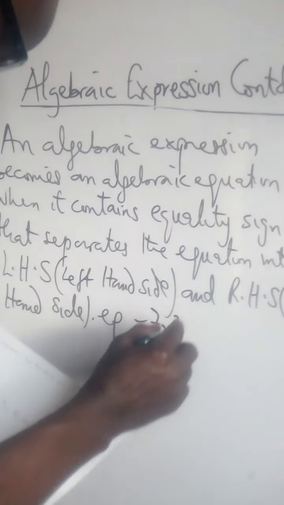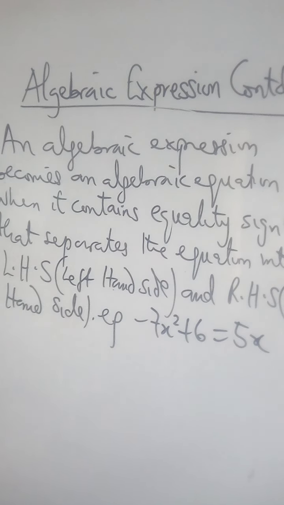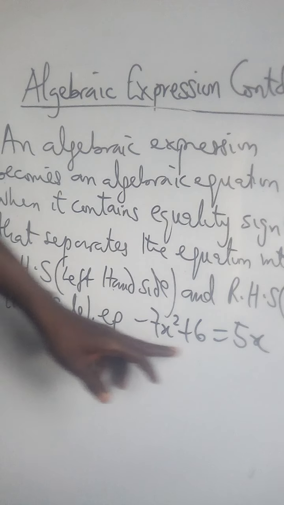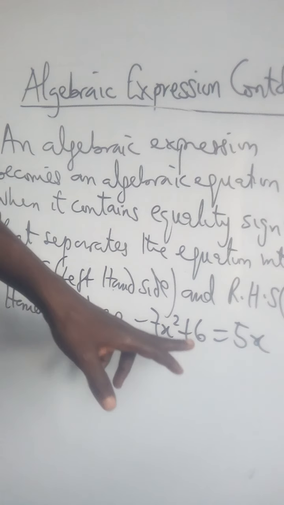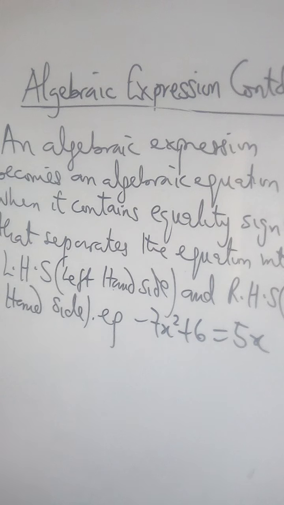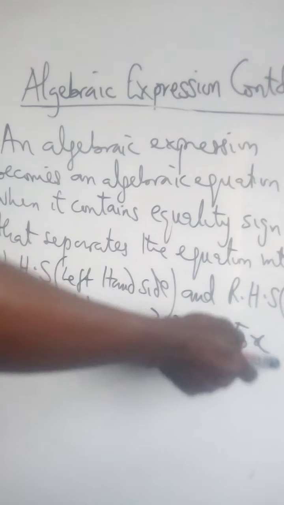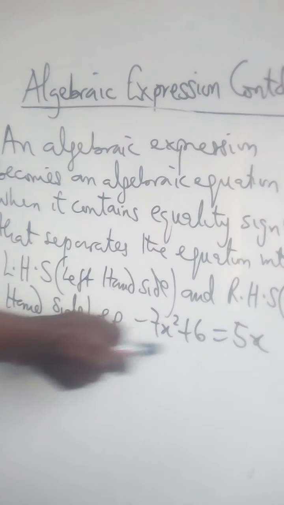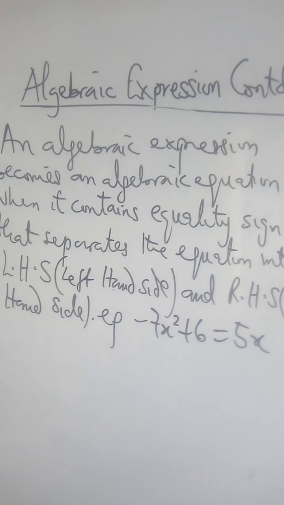Minus 7x squared plus 6 is equal to 5x. This is a very good example of an algebraic equation. You can see clearly that we have two sides of the equation here. We have the left hand side, which is minus 7x squared plus 6, and the right hand side, which is 5x. So the equality sign has separated them into two. Students could search for more examples because this is a very easy example.